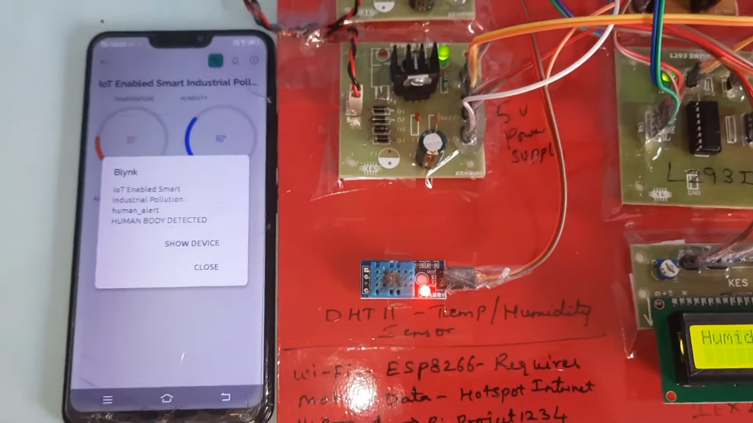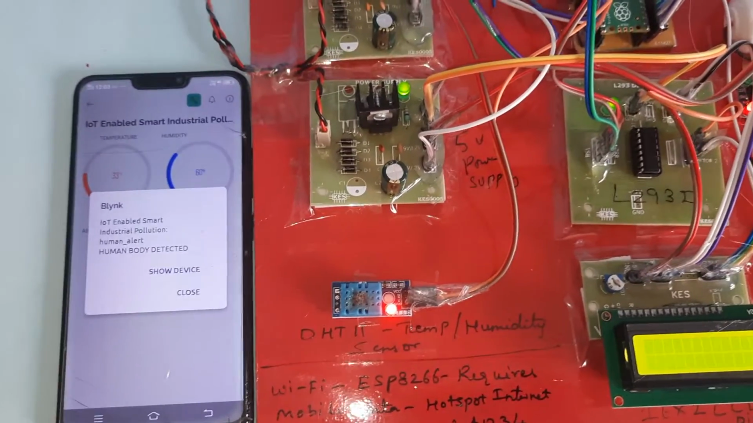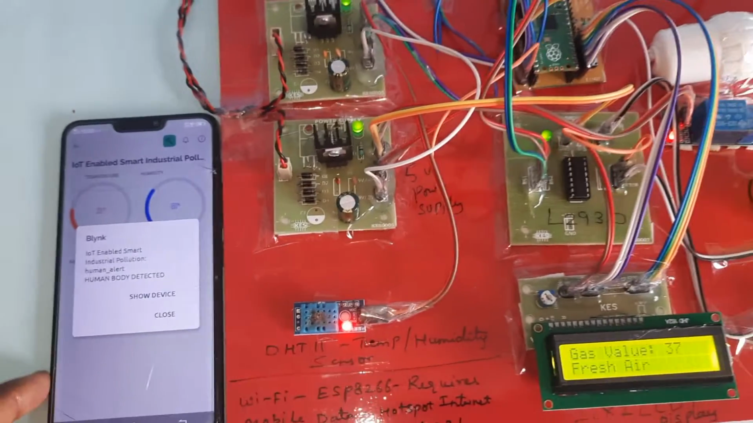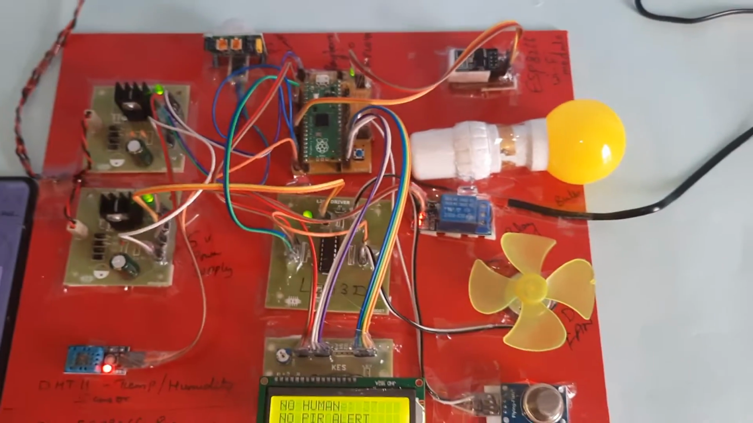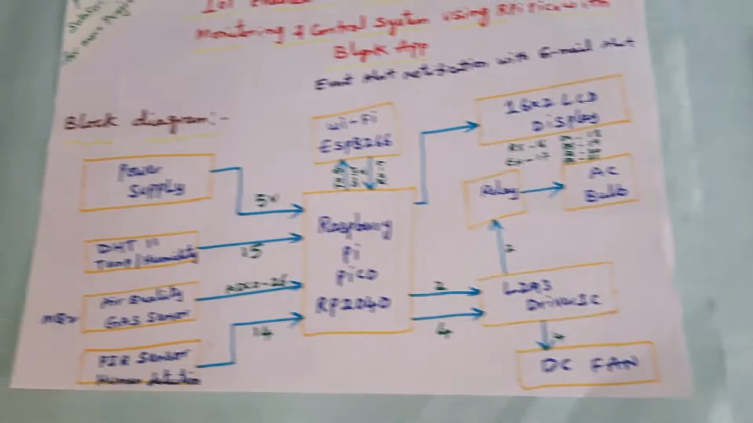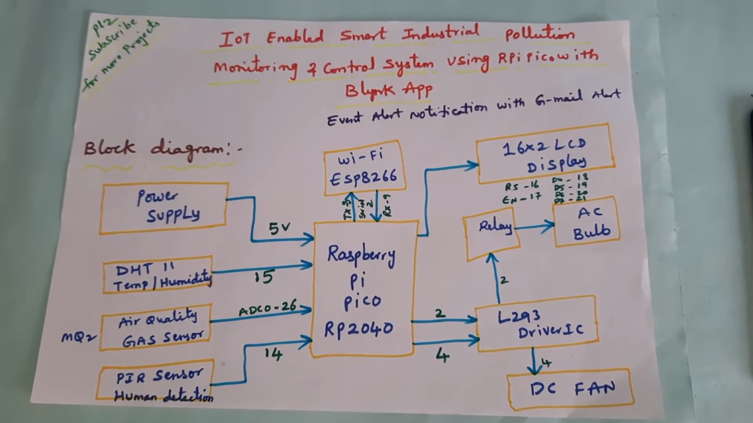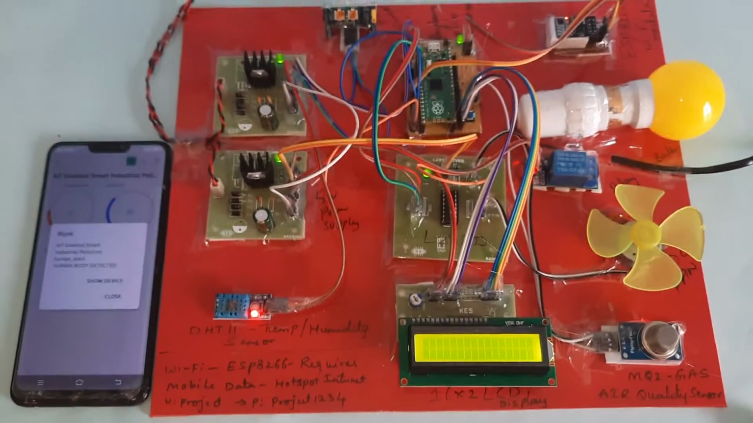The email alert goes to the student email, so the email alerts go to the student only. Thank you. And this is our block diagram with pin numbers.